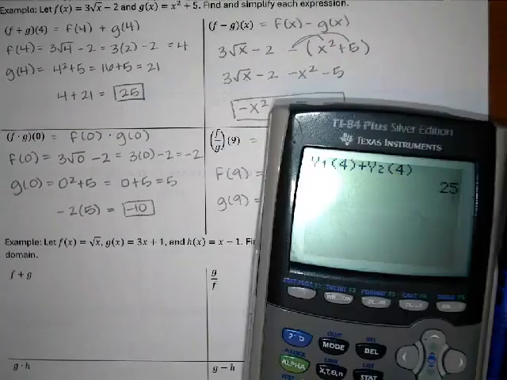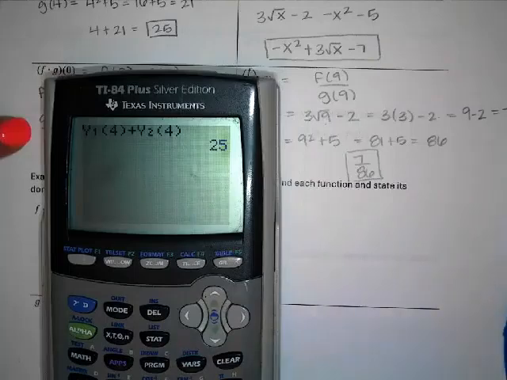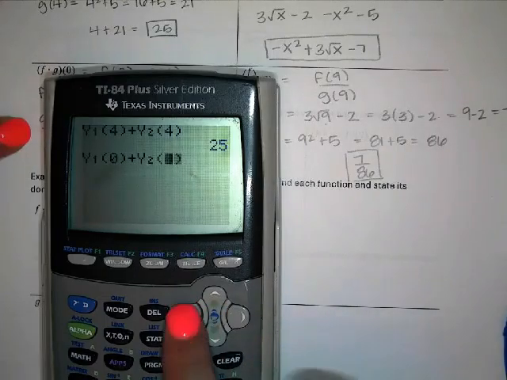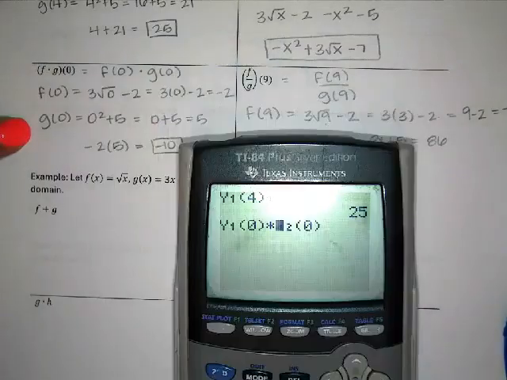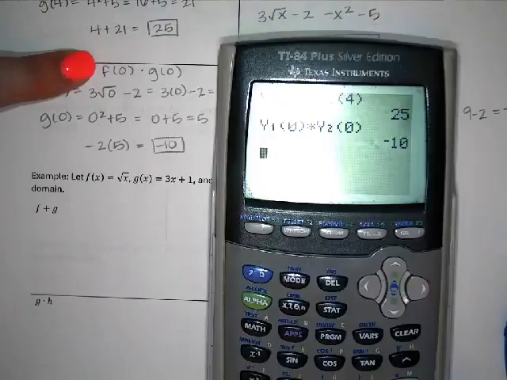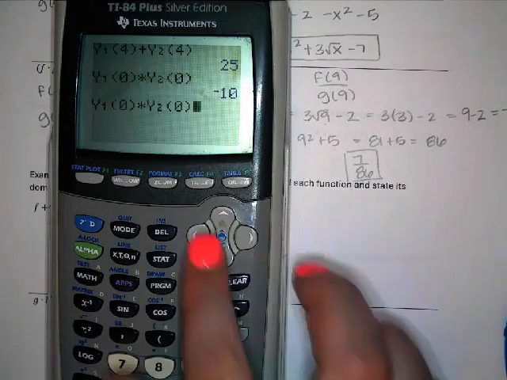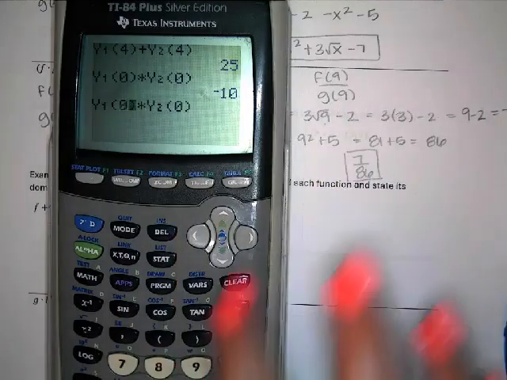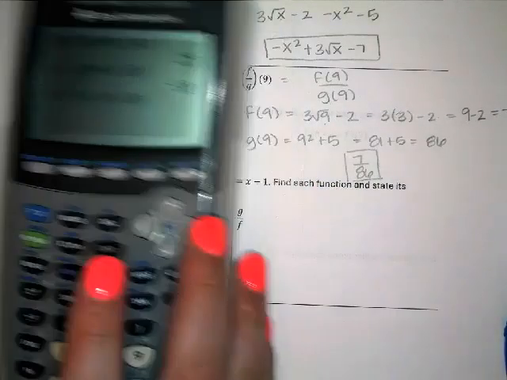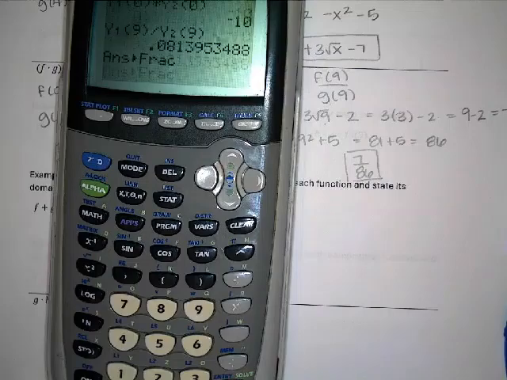I can't do this one. This one has to be done by hand. This one over here, I can do this. So I'm going to go back up here because I don't feel like typing this again. 0, 0, and this time we're multiplying. So f of 0 times g of 0, negative 10. And then next we have to divide them. F of 9 divided by g of 9. Turn that back into a fraction, and there we go.